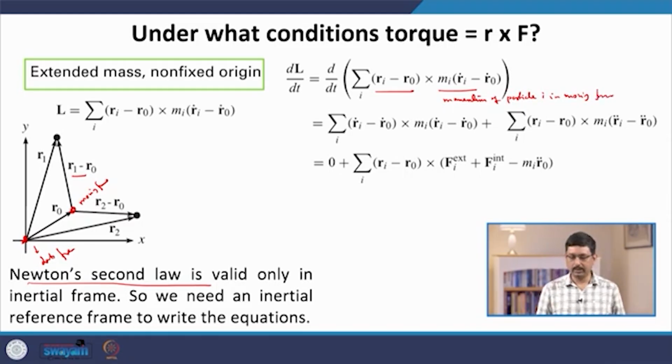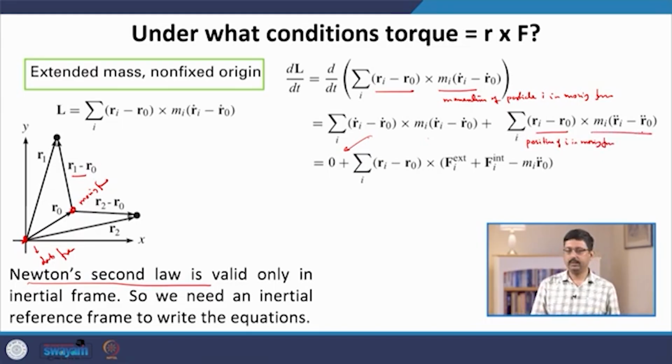So, we have to calculate the time derivative, and as before we get two terms. The first term will be the velocity times momentum in the moving frame. So, it is 0, and the second term is the interesting term, which is the position of the particle i in the moving frame times the derivative of the momentum, and the derivative of the momentum now has two terms.